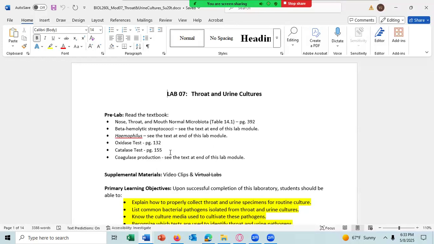The coagulase test, I've added something to this document in the appendix so you can read the lab module. There's some video clips in this lab. The virtual lab had to be removed because it used, what was that called? Flash, which is no longer supported.